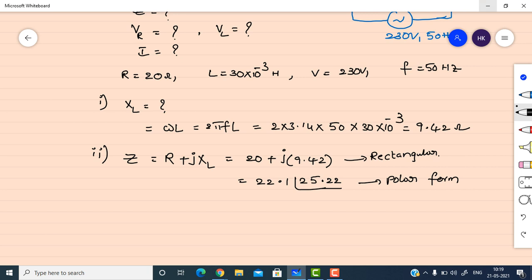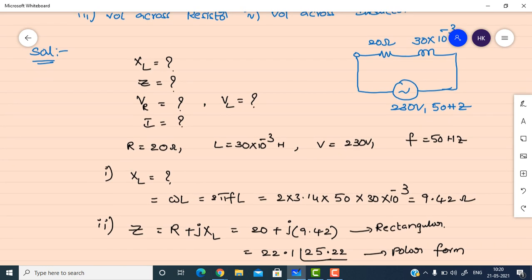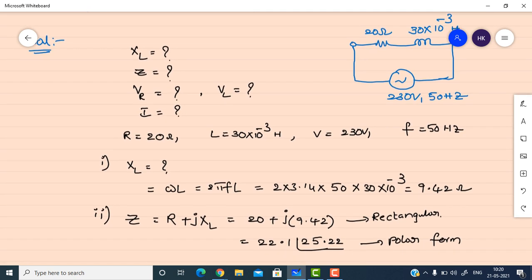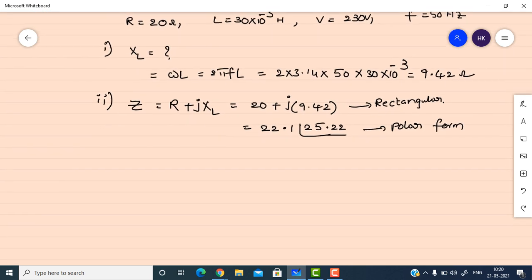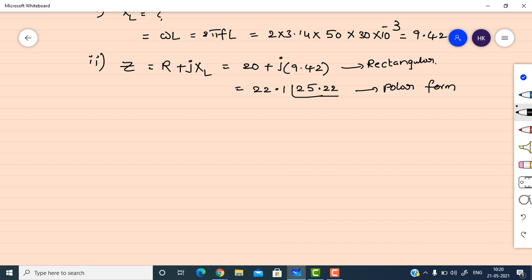So next, the J value: we are directly converting using the calculator. After finding this impedance value, we need VR next, the voltage drop across the resistor. The formula is I into R. What about I? We don't know the I value, but the resistance value we know, that is 20 ohms. Now how can you find I?